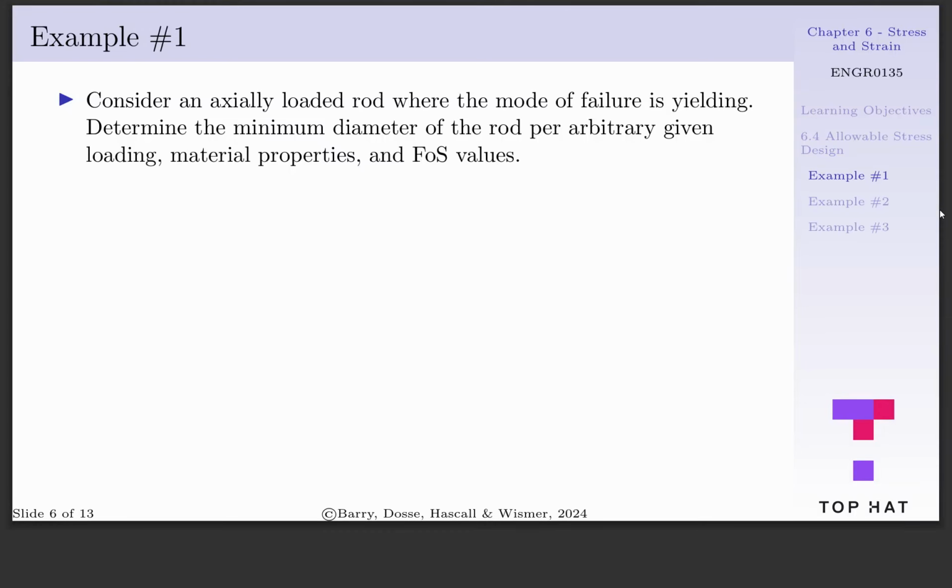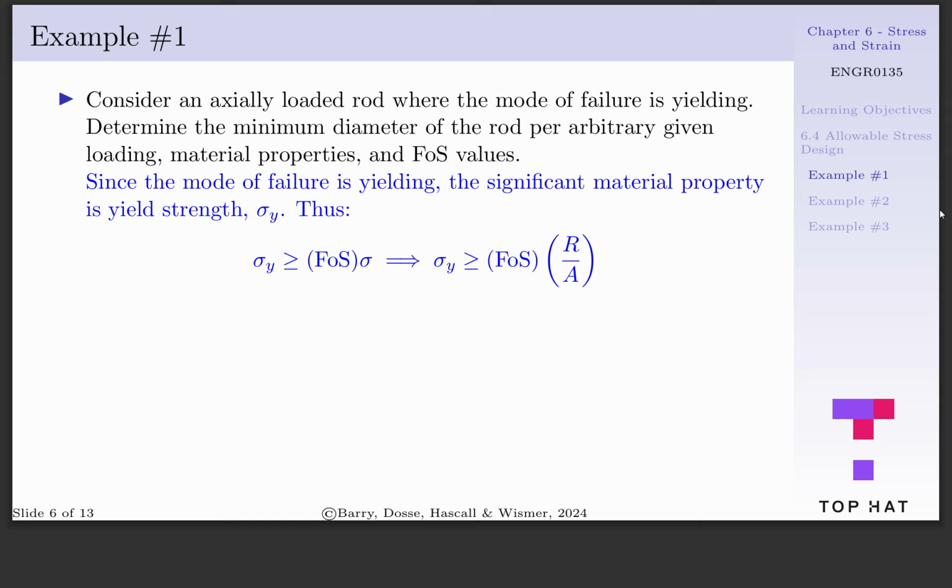For example, let's consider an axially loaded rod where the mode of failure is yielding. We want to determine the minimum diameter of the rod per arbitrary loading, material properties, and factor of safety. Since the mode of failure is yielding, the significant material property is yield strength, sigma y. So, within the allowable stress design model, the left-hand side is going to be sigma y, which must be greater than or equal to the factor of safety times the stress developed within the model. We'll insert the equation for stress, R per A, into the equation to get sigma y greater than or equal to the factor of safety times R per A, where R is the internal reactionary force and A is the cross-sectional area of the member.